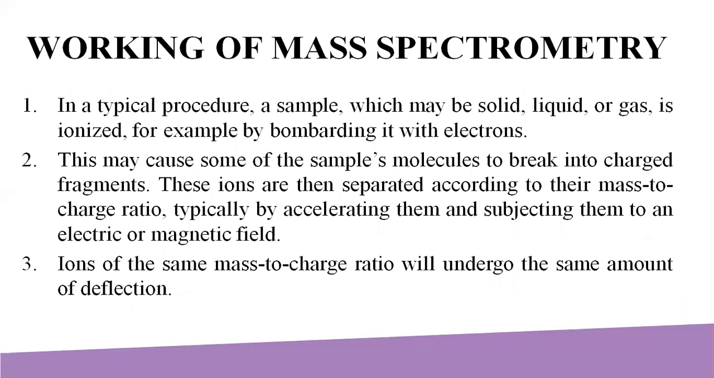Working of mass spectrometry. In a typical procedure, a sample, which may be solid, liquid or gas, is ionized, for example, by bombarding it with electrons. This may cause some of the sample's molecules to break into charged fragments. These ions are then separated according to their mass to charge ratio, typically by accelerating them and subjecting them to an electric or magnetic field. Ions of the same mass to charge ratio will undergo the same amount of deflection.